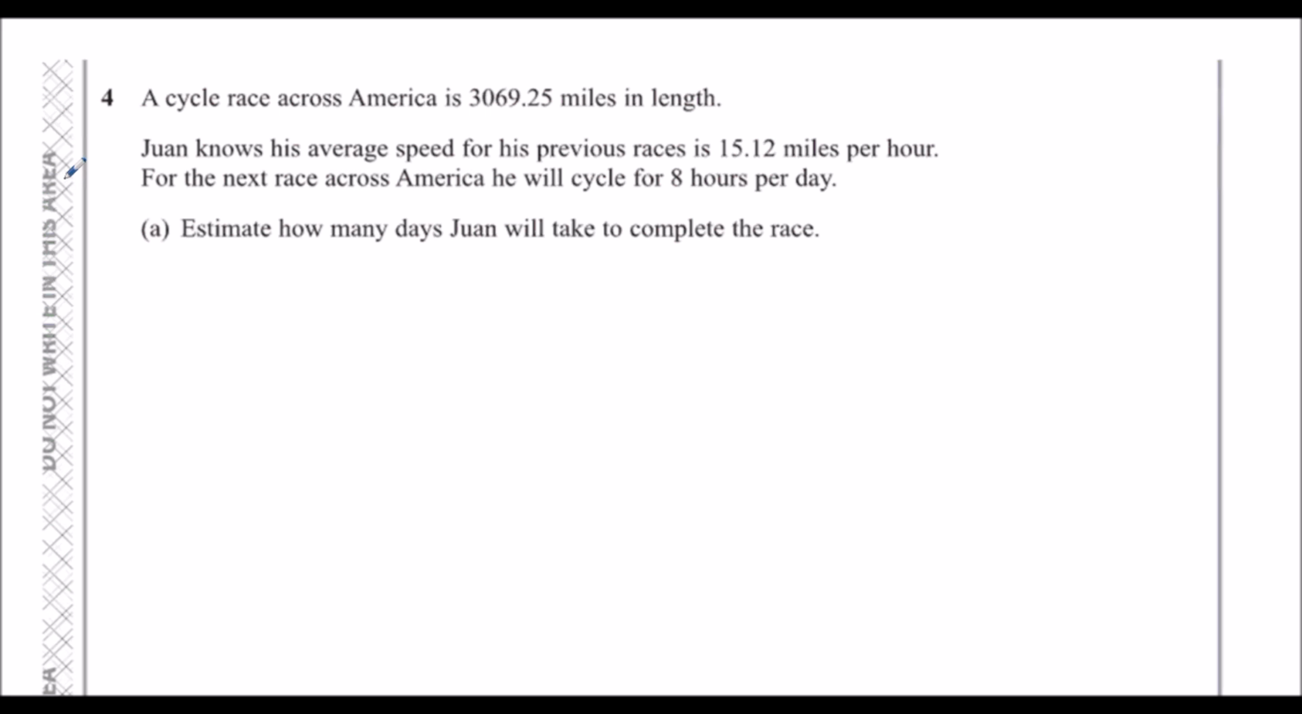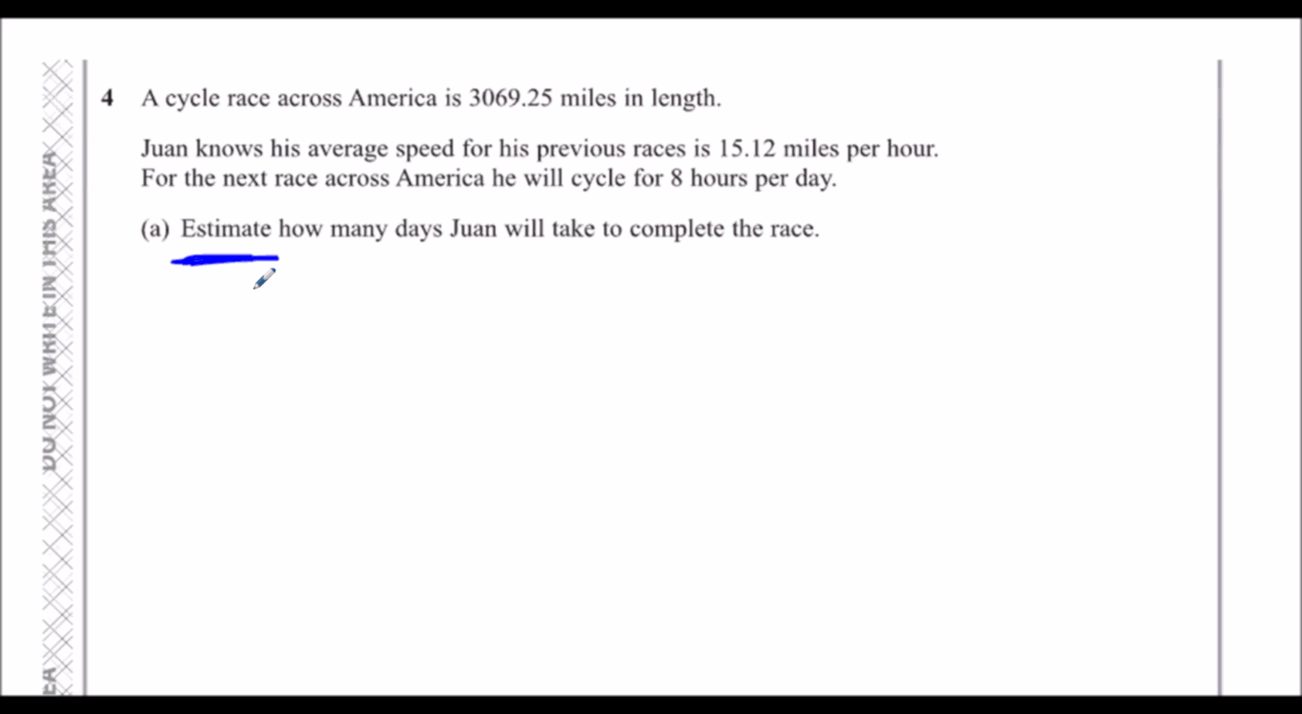Question 4. A cycle race across America is 3,069.25 miles in length. Juan knows his average speed for his previous races is 15.12 miles per hour, and for the next race across America, he's going to cycle for 8 hours a day. Estimate how many days Juan will take to complete the race.